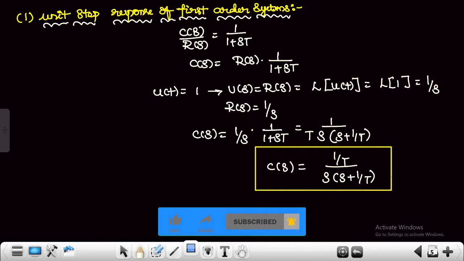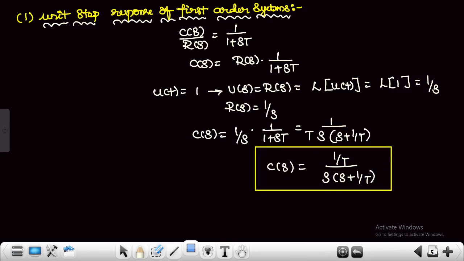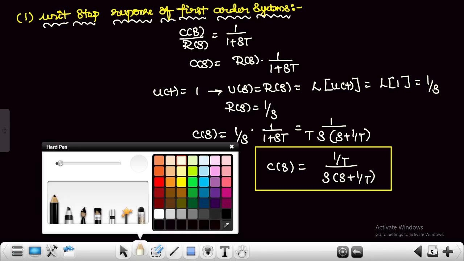So here you are going to get C of s is equal to 1 by T divided by s into s plus 1 by T. This is called the time domain form. So with this we see what C of s we got here. Next we want to find C of t. C of t can be written as the inverse Laplace transform of 1 by T divided by s into s plus 1 by T. So now we have to find the inverse Laplace transform.